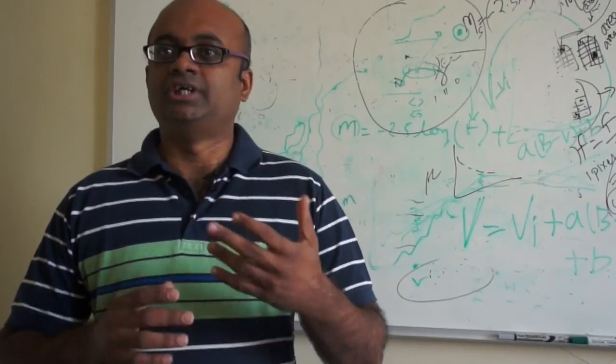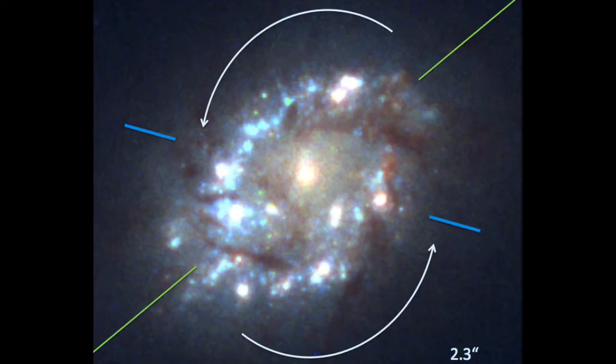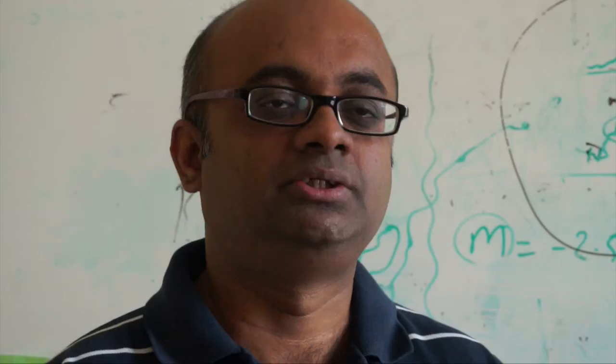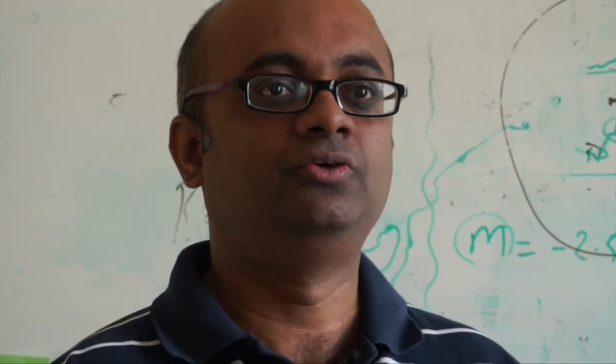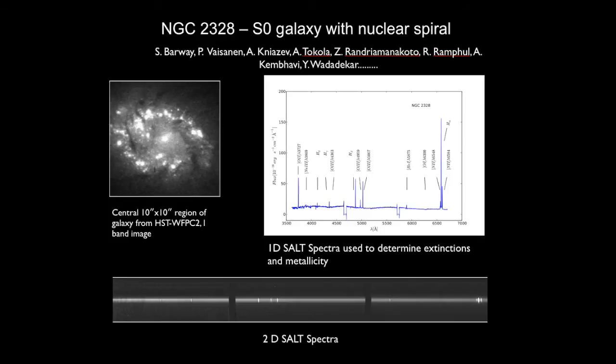One example of this is NGC 2328, where we discovered, based on SALT long slit spectroscopy, a nuclear structure. When we looked at the long slit spectra of this galaxy, we noticed a lot of emission lines, and we were surprised, because when you look at the image of this galaxy, it's a very smooth galaxy, and you don't notice anything at all.